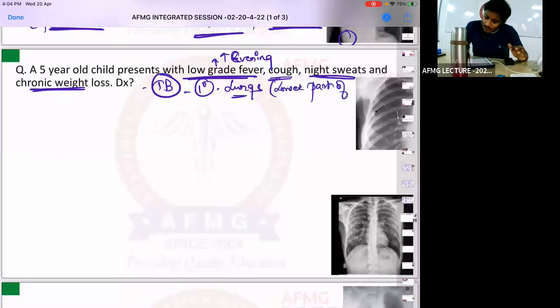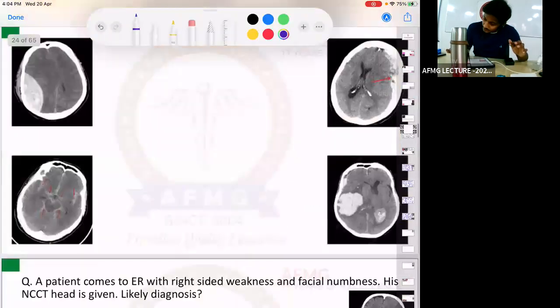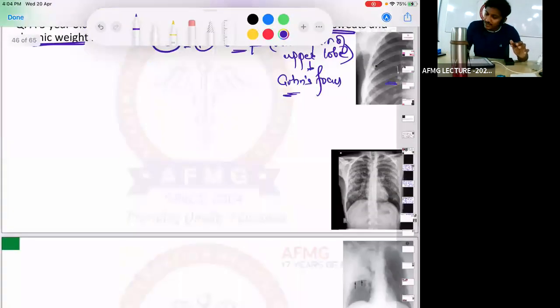Lower part of upper lobe. Here we can find a Ghon's focus, which can be seen. Okay? No issues with this.